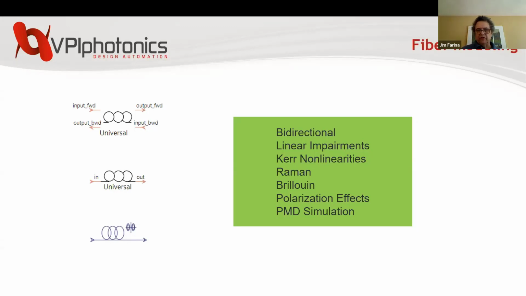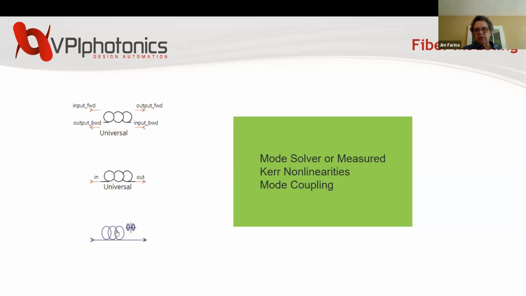It just does this naturally. The universal fiber forward is essentially the same fiber, but you only have access to the forward direction. It speeds things up and streamlines it a little bit. So it's not bidirectional, it still has all the nonlinearities, but not Brillouin, because that's really a bidirectional kind of thing, polarization effects, and PMD.